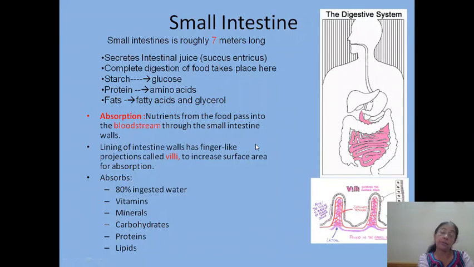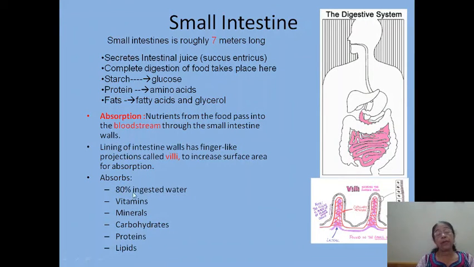अब ऐसा कैसे होता है? स्मॉल इंटेस्टाइन has another role also, because the lining of the walls of the small intestine has finger-like projections called villi. ये देखिए finger-like projections हैं इसके पास, and the presence of villi in the walls of the intestine helps in increasing the surface area for absorption.